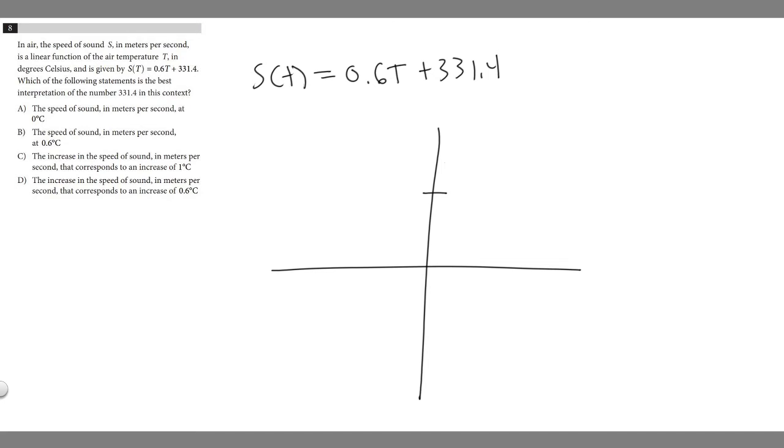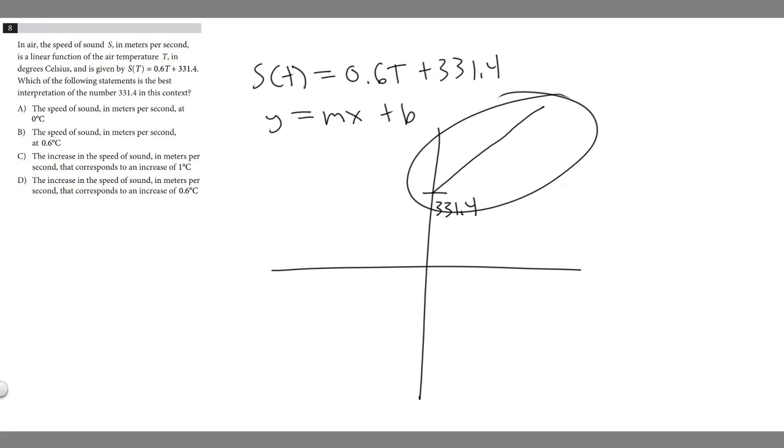So the way you want to think about this is y equals mx plus b, right? Because it's a linear function. So a linear function follows this formula, and it's basically just mapped to it. It's mirrored. And so if we think about b, it's going to be the y-intercept. So 331.4 is going to be our y-intercept. And then we have 0.6 T, so it would just be a line going like this.